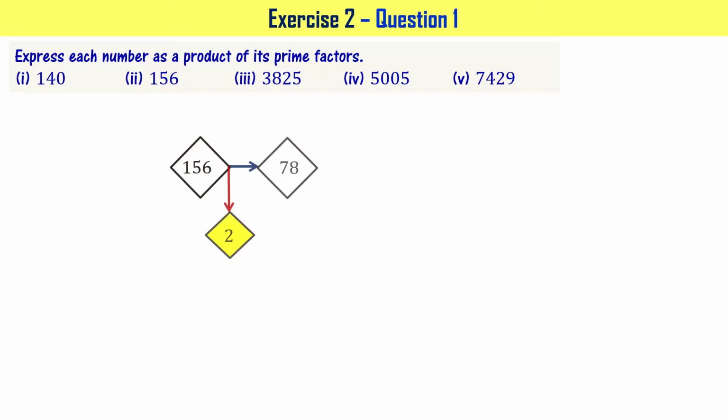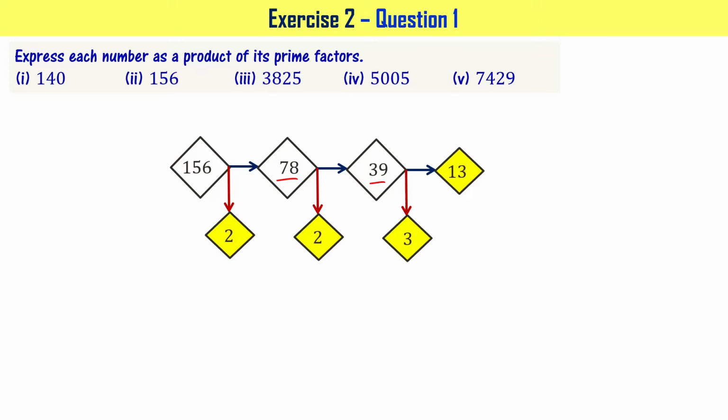156 can be written as 2 times 78. Here 78 is the composite number. Now let's write 78 as 2 times 39. Here 39 is the composite number. Let me write that as product of two prime numbers 3 and 13, right? It means I can write 156 as 2 times 2 times 3 times 13, right? That can also be written as 2 square times 3 times 13.